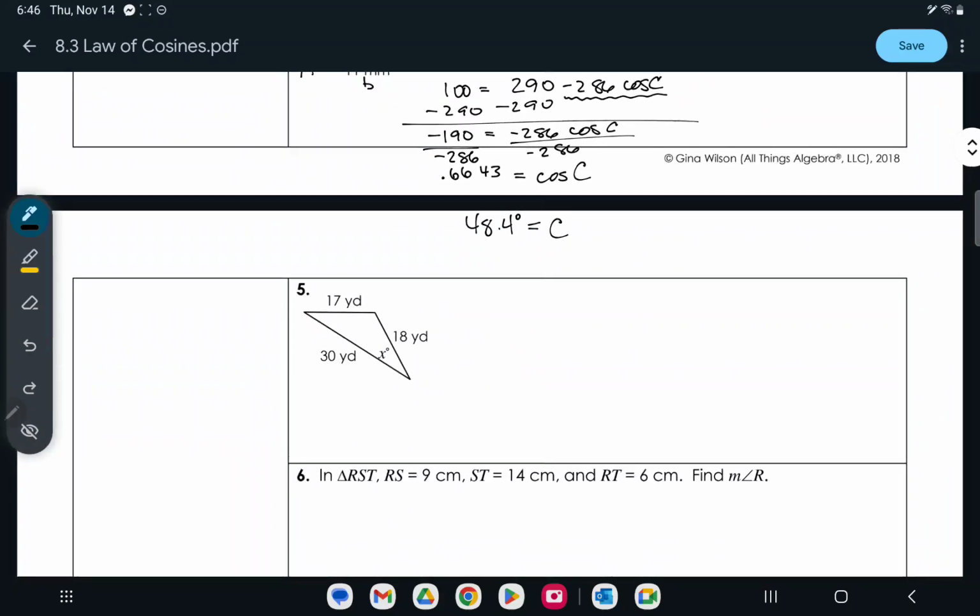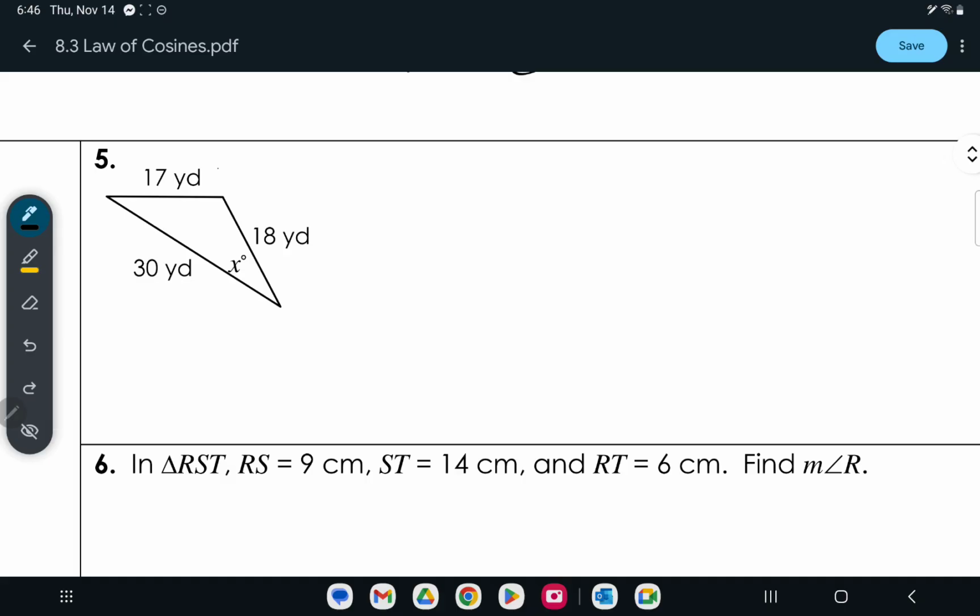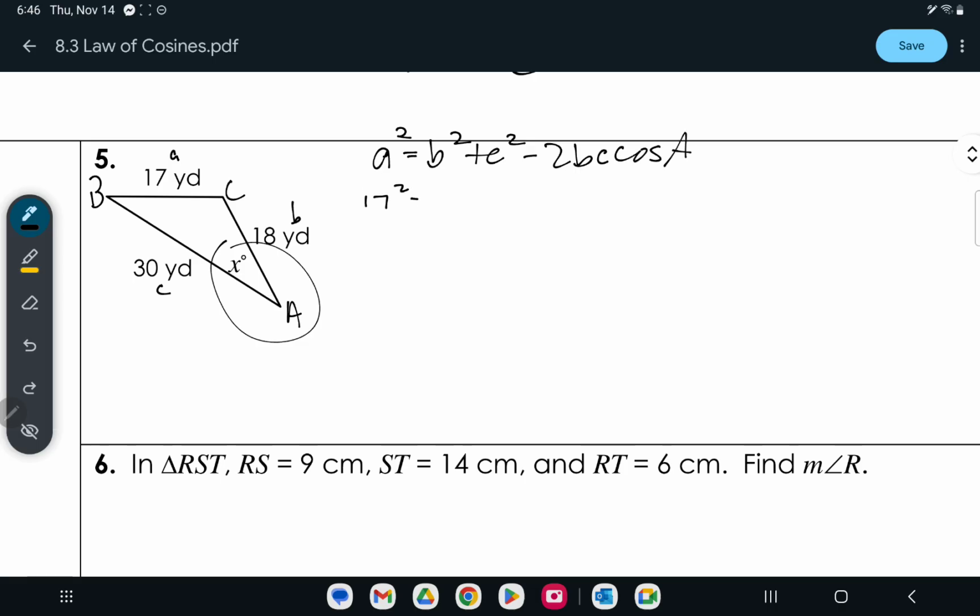Alright. Let's get another one. Let's switch it up. Let's do A, B, C. So, A, B, and C. So let's see, I need a cosine A, so I need to start with A squared. A squared equals B squared plus C squared minus 2BC cosine A. So 17 squared equals 18 squared plus 30 squared minus 2 times 18 times 30 times cosine of A.